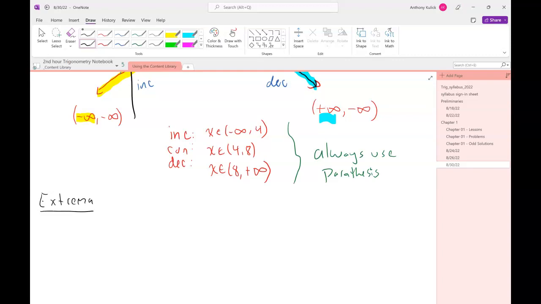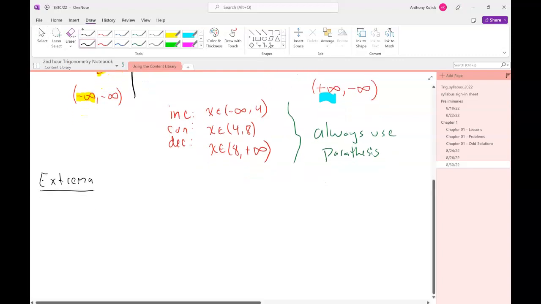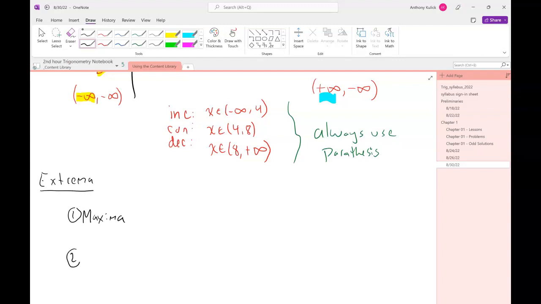So there are two types of extrema. There's maxima. That's just the plural for the word maximum. And then there's minima. That's just the plural for the word minimum. Everybody's okay with that? Now there's two types of maxima and two types of minima.